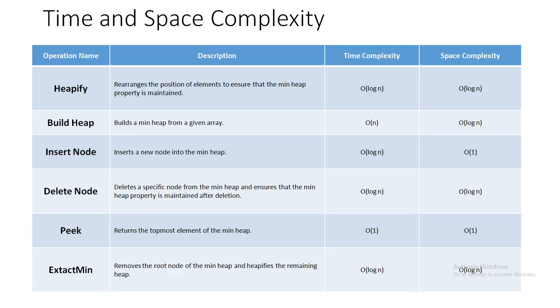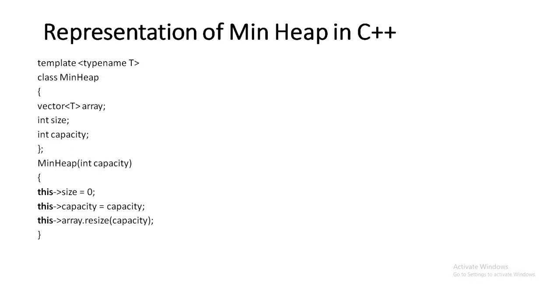Insertion is log n, deletion is also log n, peek, which is only one operation, is O of n, and extract min is log n. And the space complexity is similar, but build heap is log n and insert node is O of n. All the remaining things are the same as the time complexity.